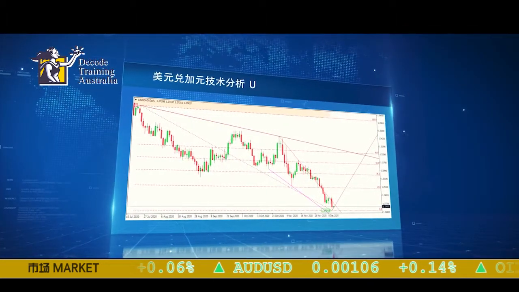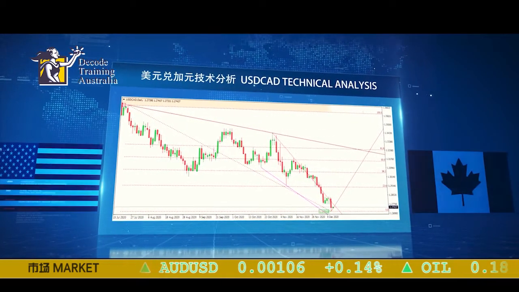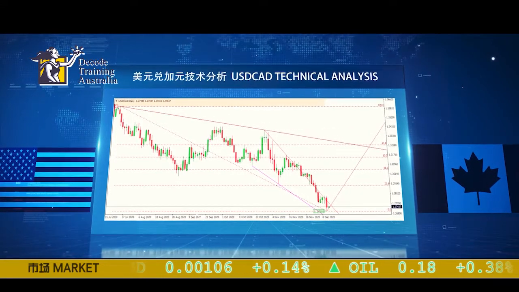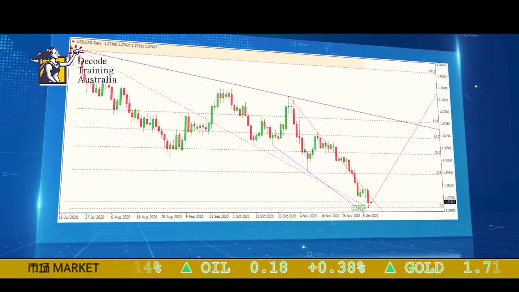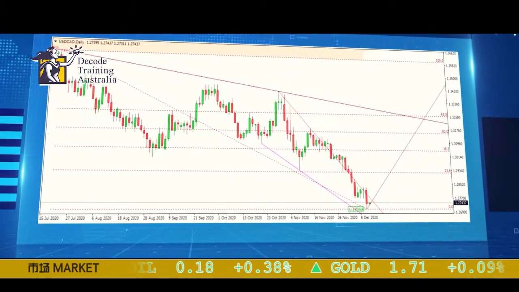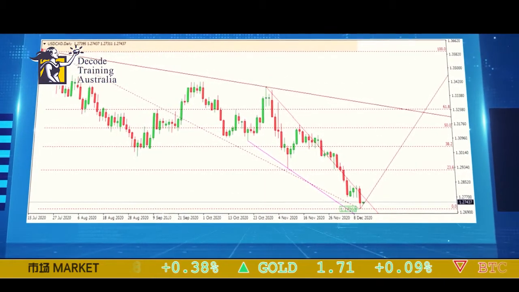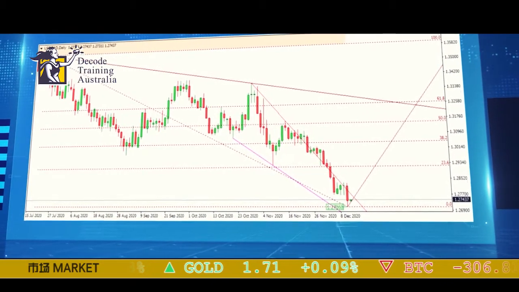Now let's look at the USCAD technical analysis. The US dollar inched higher against the Canadian dollar on Friday, increasing the price of the USCAD pair to more than 1.2700 ahead of the release of US retail sales news. As we're speaking, the USCAD pair is now hovering around 1.2743.